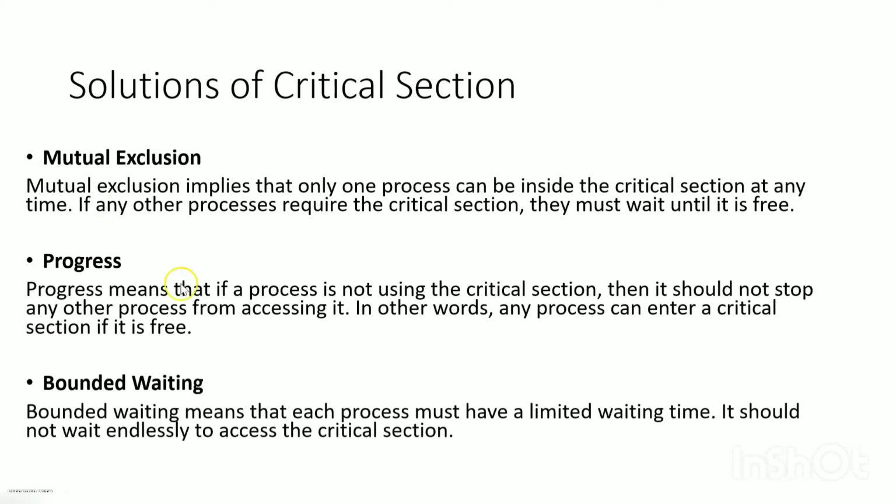Next, progress. Progress means if one process is not accessing the critical section, it should not block or prevent the other process from accessing it. Or in simple words, if a critical section of code is untouched, or if it is not being used by any process, then any process is free to access it. Okay. If it is not being used, any process is free to access it.